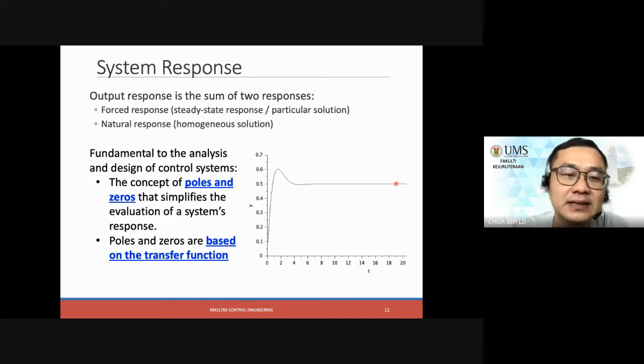Okay, and you will see how they can sum up as an output together. The fundamentals to the analysis and the design of the control systems rely on several concepts. One of them is poles and zeros, that simplify the evaluation of a system response. The poles and zeros are based on the transfer functions.